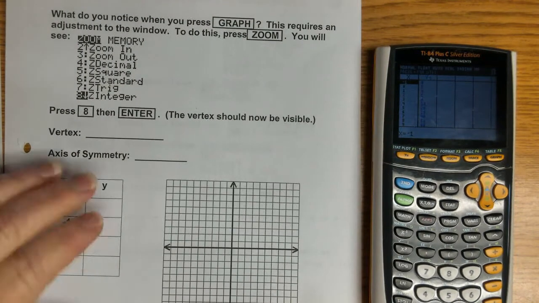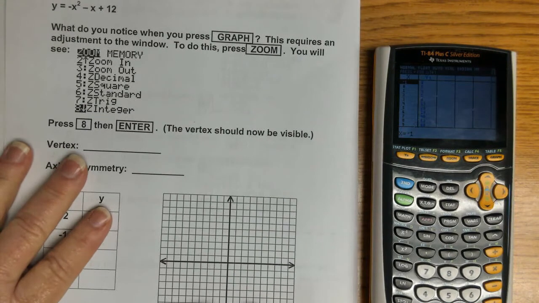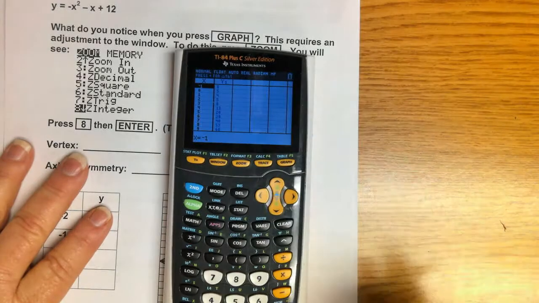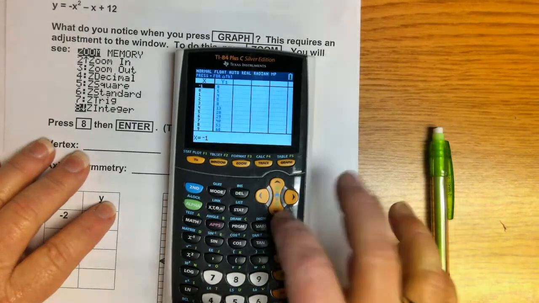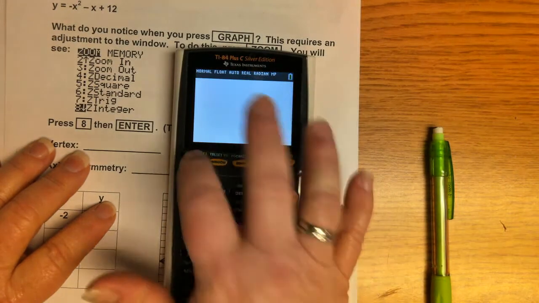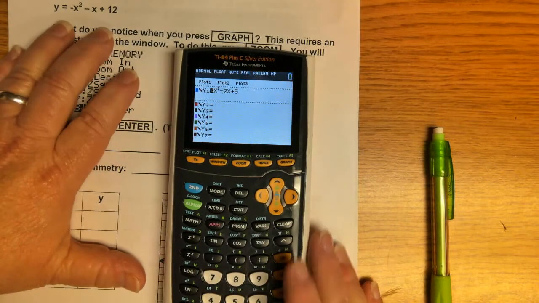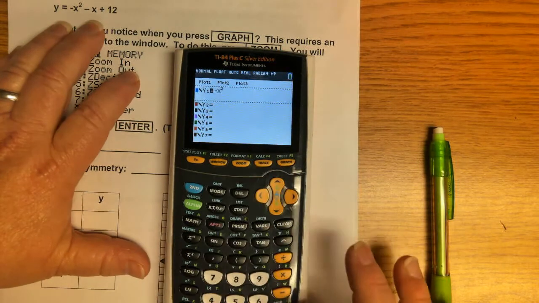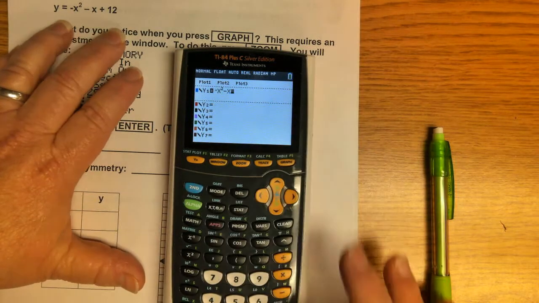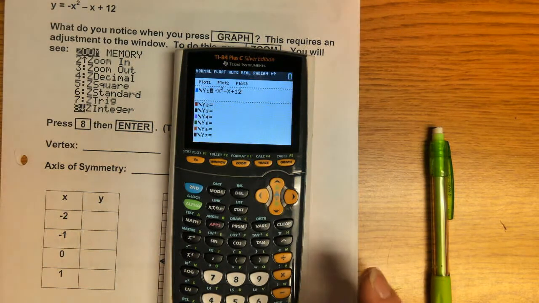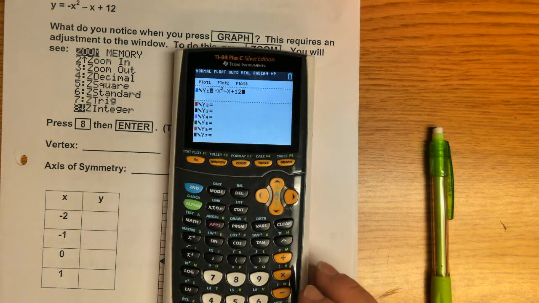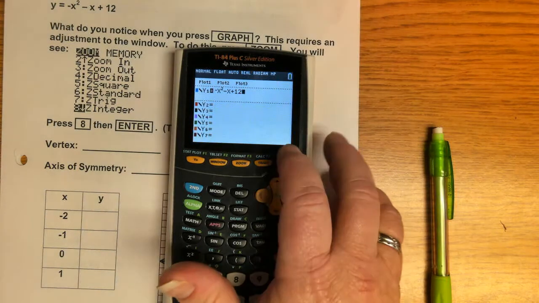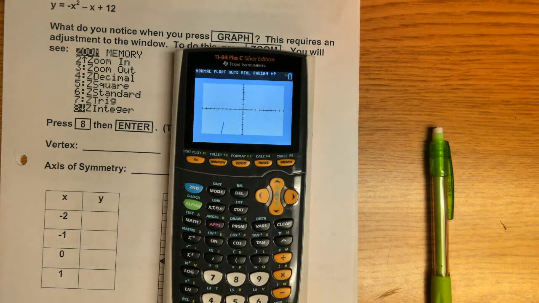Okay, example 2. Graph the quadratic function, find its vertex, find its corresponding y and x values, and sketch the graph. Round to the nearest tenth when necessary. So this time we have, I'm going to hit second and quit. I'm going to go to y equals, and now I have a negative x squared minus x plus 12. Everybody there? Okay. So it says to press graph, and it says, what do you notice when you press graph?